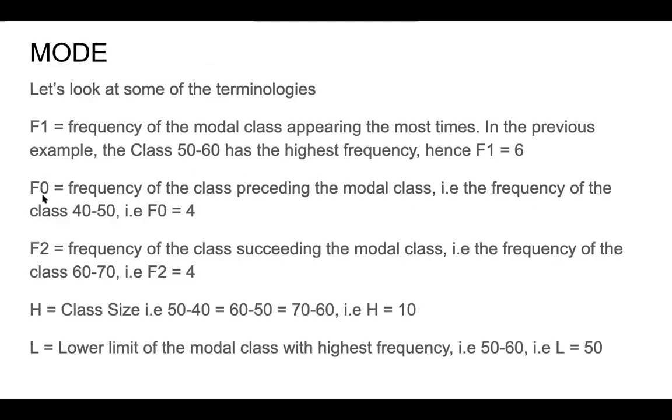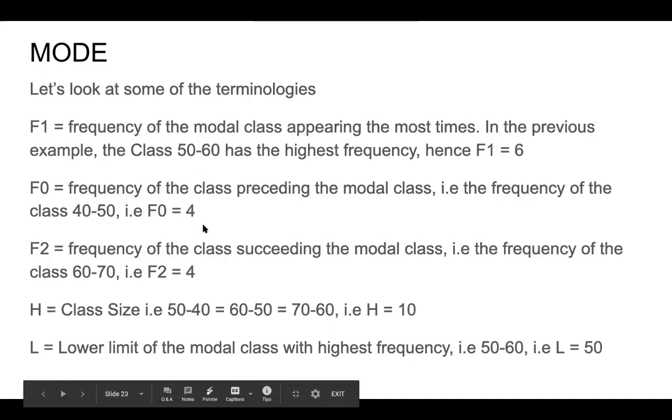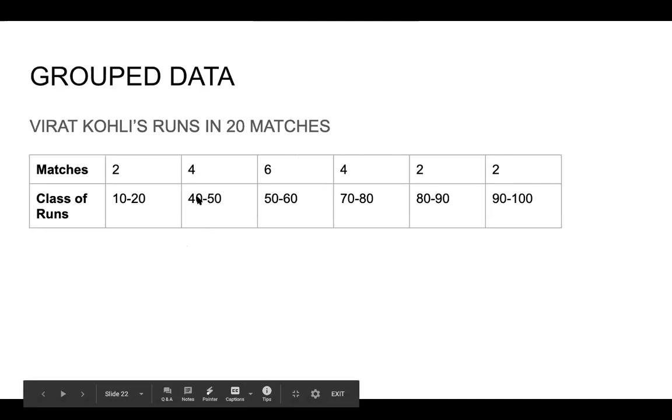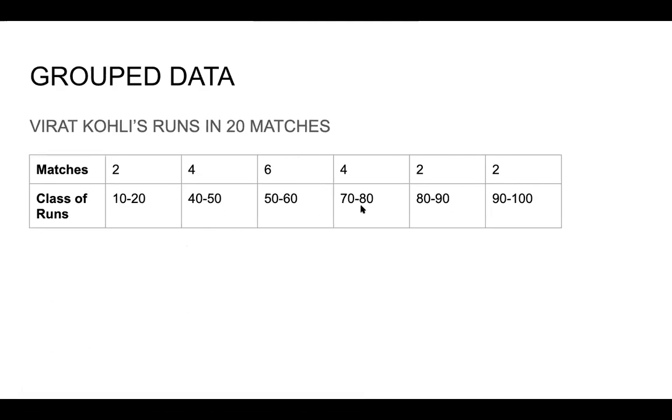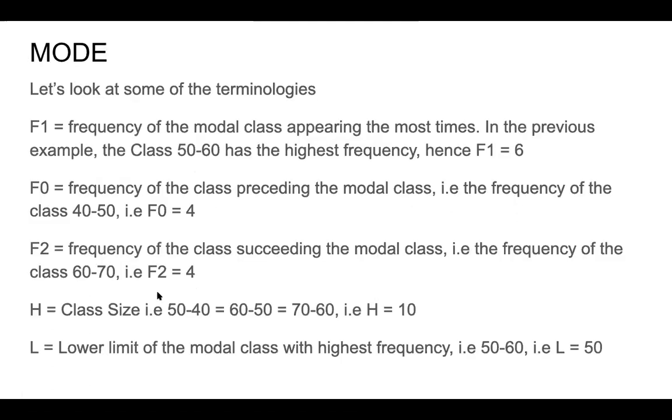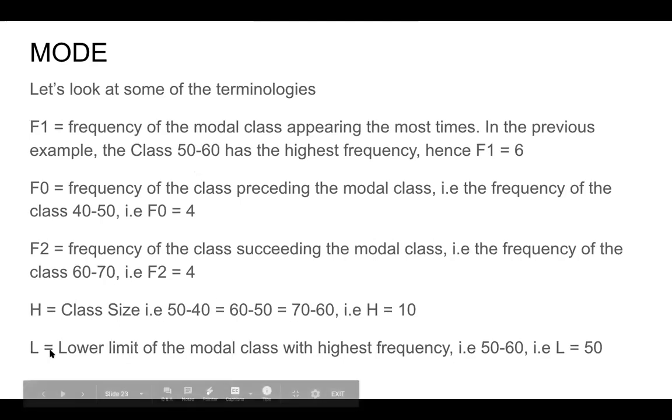So F0, F1, F2. What is H? From our previous class, we know that H is called the class size. 50 minus 40, what is the class size? 20 minus 10? 80 minus 70? The class size is 10. So H is 10.